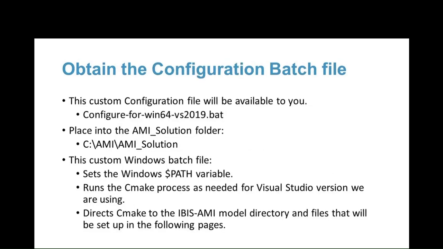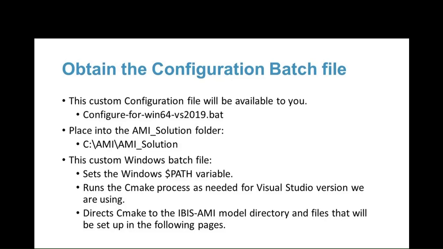Now we also want to create a batch file, a Windows batch file, for setting up our configuration. And I'll be providing that to you in the link at the end of this webinar. This custom configuration file sets the Windows path variable as needed for our automated build. It runs the CMake process as needed for the Visual Studio version we're using, and it directs CMake to the IBIS-AMI model directory and files that will be set up in the following pages.